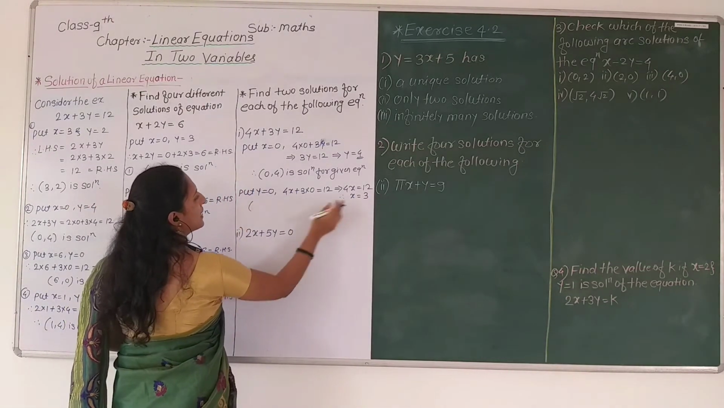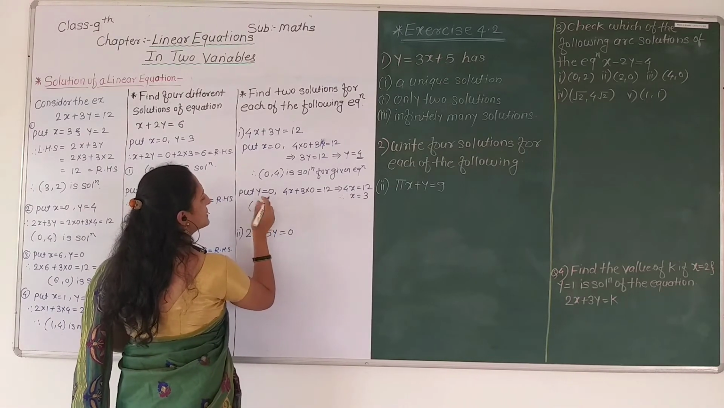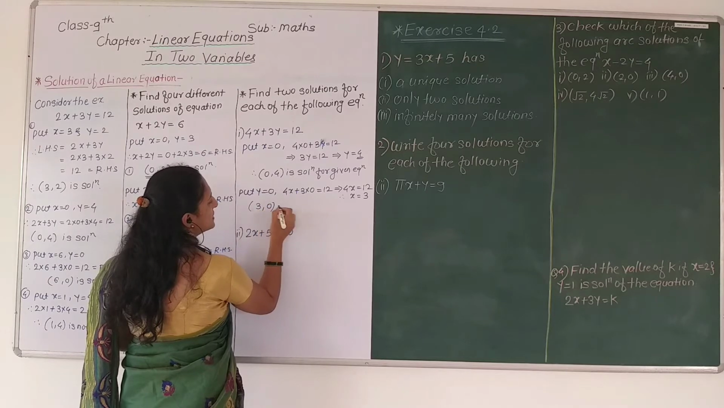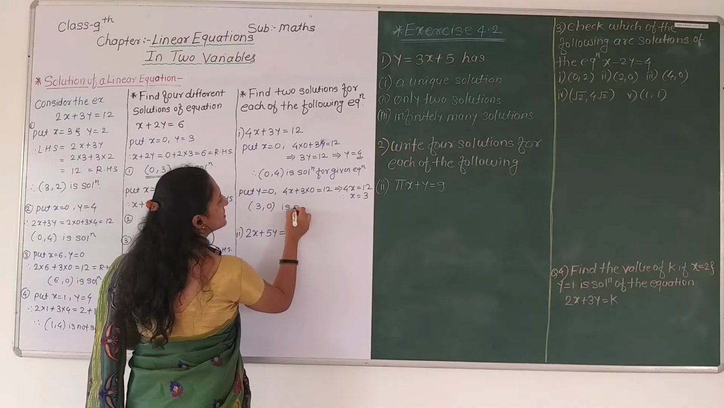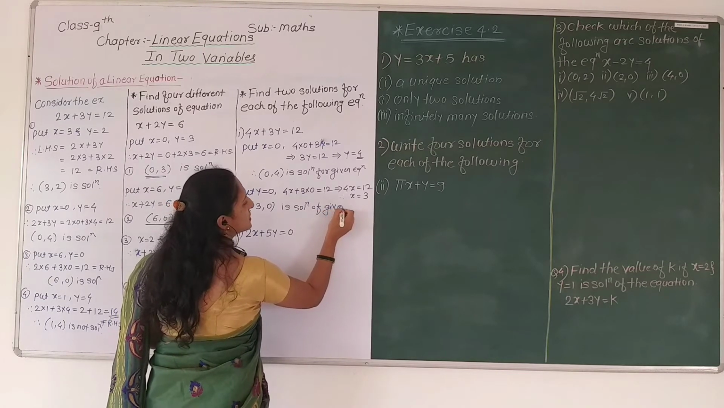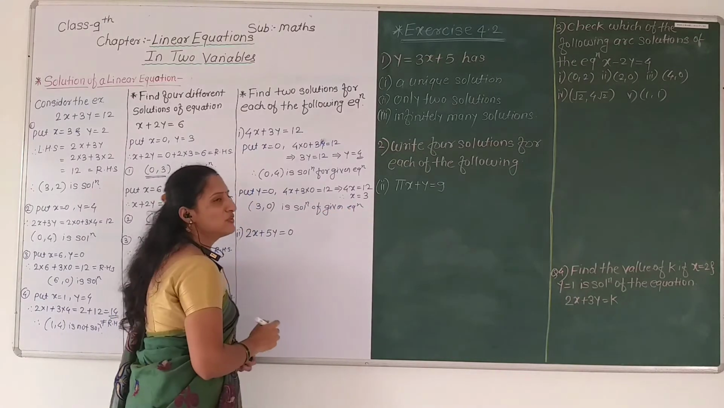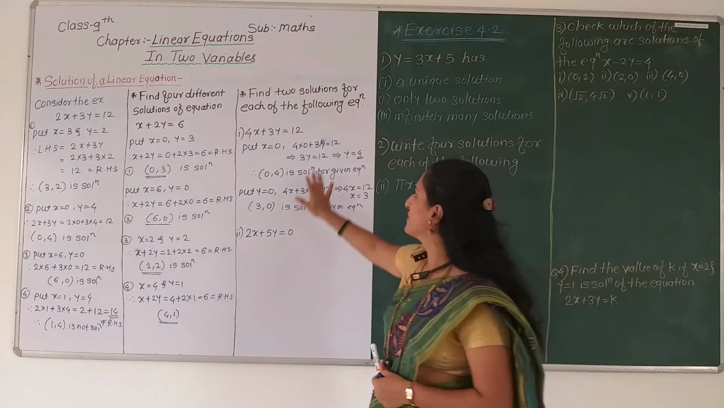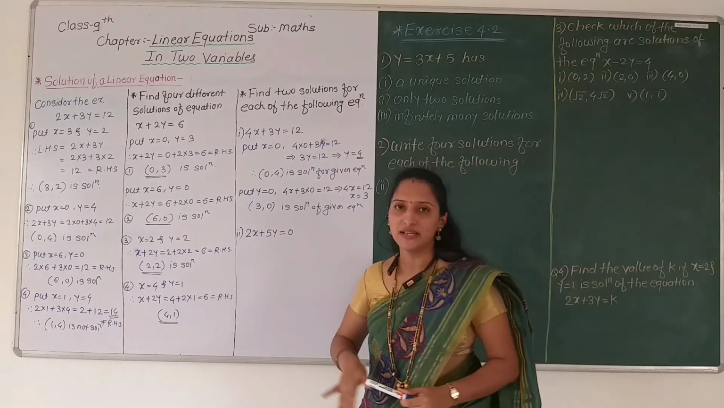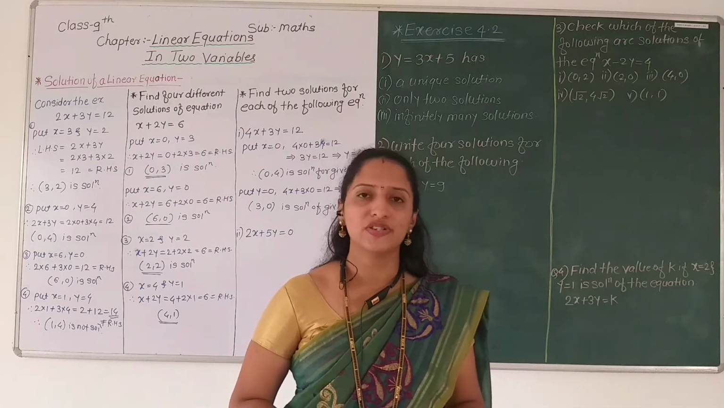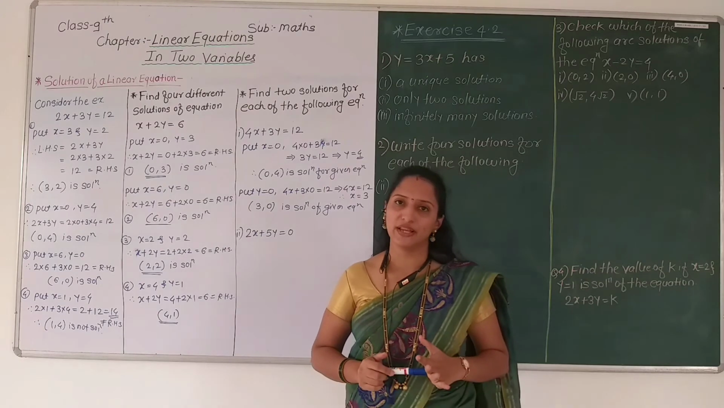So here we get x is equal to 3 and y is equal to 0. First write the x coordinate: 3 and 0. So (3, 0) is a solution for the given equation. Right? So here we find two solutions, (0, 4) and (3, 0). There are two solutions for this equation. So it is the easiest way to find solutions of a linear equation having two variables.